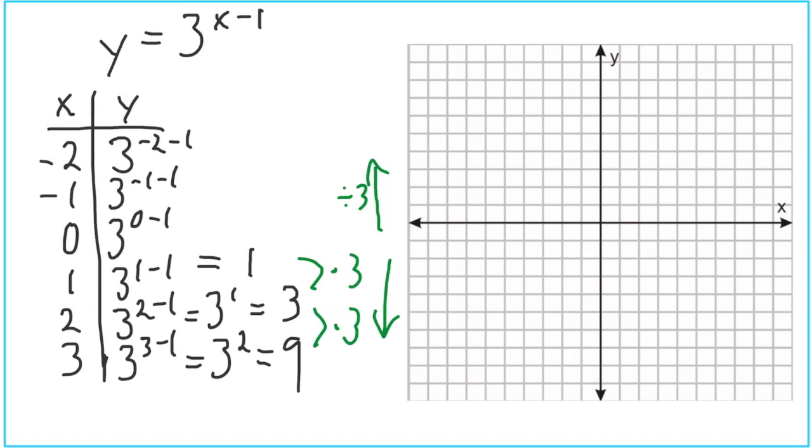So if I'm at my 1 here, at 1, 1, and I want to go to the value for 0, if I'm going to go backwards, 1 divided by 3 is 1/3. Okay? Dividing by 3 is the same as multiplying by 1/3. So if I want to continue the pattern up to get my value for negative 1, that would be 1/3 times 1/3, or 1/9. And then this last one up here would be 1/27.